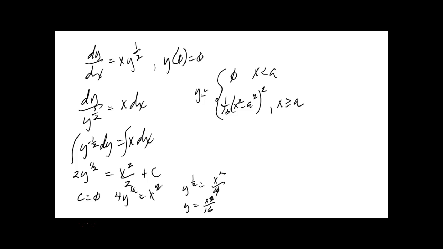It's just a trivial point. Why didn't they say y is equal to 0 when x is less than or equal to a? Because when x is equal to a in this bottom one, you get 0 too. So I would have put x less than or equal to a, and then 1/16 times x squared minus a squared, squared, anytime x is greater than a. It really doesn't matter. They're 0 in every place.